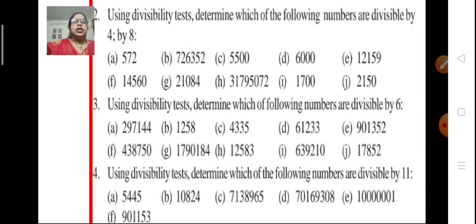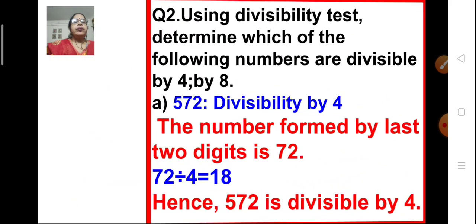Now we come to question number 2. Using divisibility test, determine which of the following numbers are divisible by 4 and by 8. By 4 and by 8. So let's take the first example or first problem. We can solve a few problems in this session, and the rest of the problems you can solve on your own.